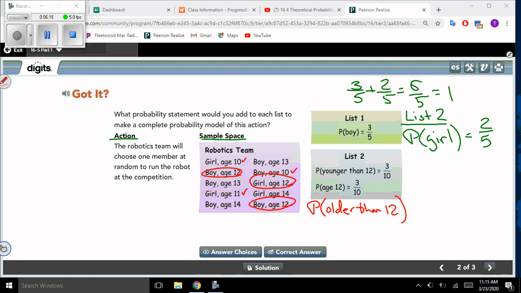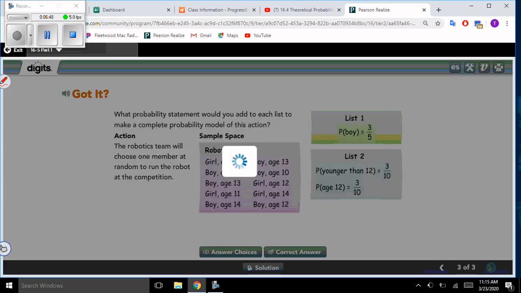In this particular situation, if I go older than 12, I do in fact have 1, 2, 3, 4 people who are older than 12. That would be 4 out of 10, or if I simplify that, 2 out of 5. Once again, if you take 3/10 plus 3/10 plus 4/10, you're going to get 10 over 10, which equals my 1. Questions on that? About halfway home here. Moving on to my next slide.